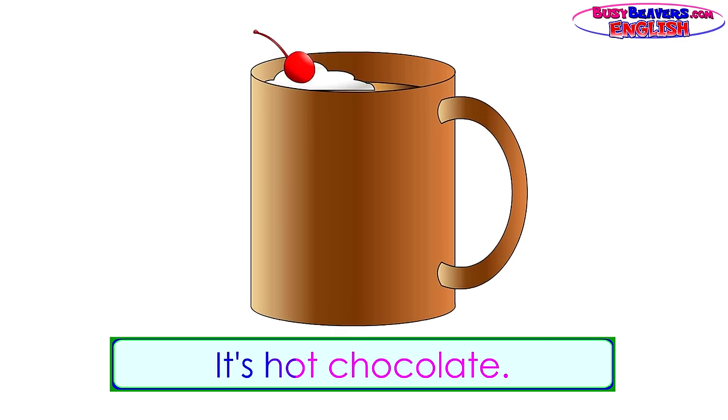Lesson 24. The Shopping Song. Where's Mr. Penguin? He's in the toy store. What's he doing? He's riding a skateboard. Where's Mrs. Kangaroo? She's in the pet store. What's she doing? She's playing with a puppy. Toy store, pet store, shoe store, music store.